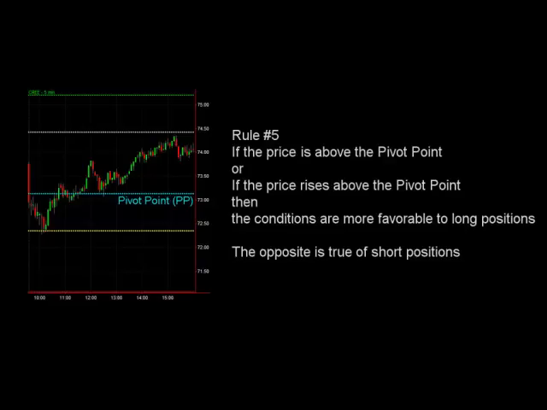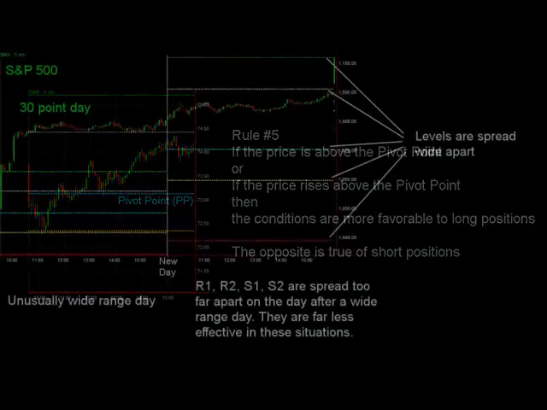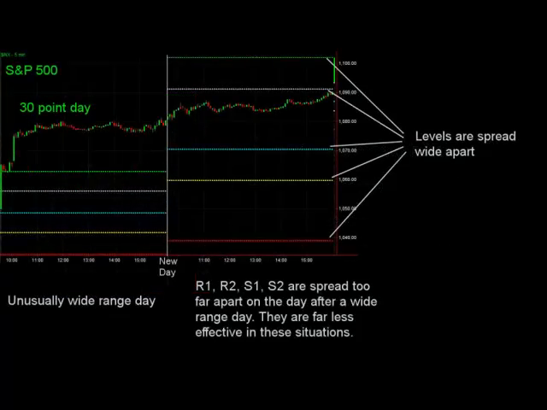If the price is below the pivot point, then the conditions are more favorable to opening or maintaining short positions and exiting long positions. If a day has a large range between the high and the low, then the following day's levels will be spread wide apart. Under these conditions, the levels are much less effective.